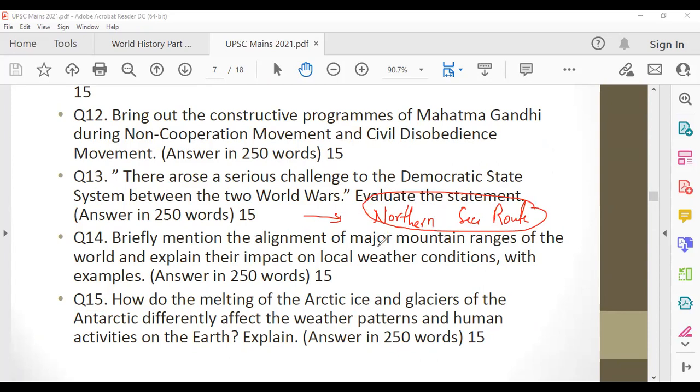So if there is more melting of Arctic ice, it will open the Northern Sea Route. This will facilitate Russia a lot, and it will also divert some of the trade, which is right now happening in the Indo-Pacific Ocean, to the Northern Sea Route. So this is one of the positive impacts. Then you can talk about the Antarctic.